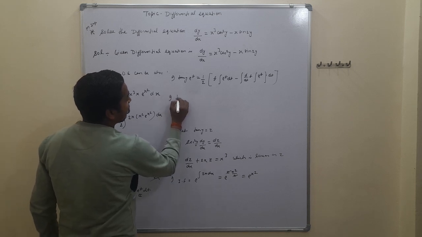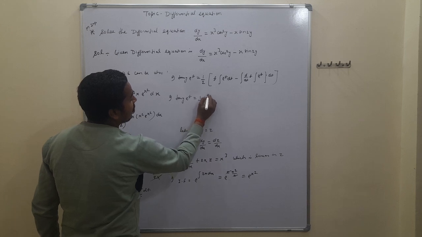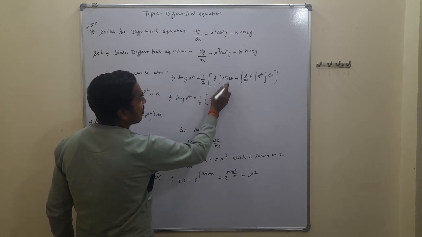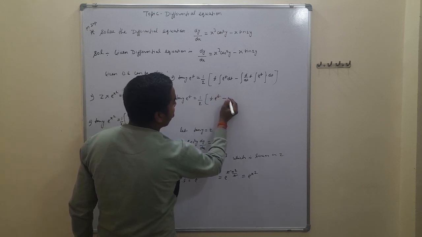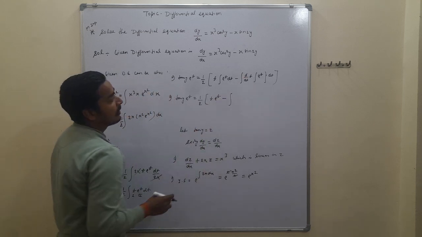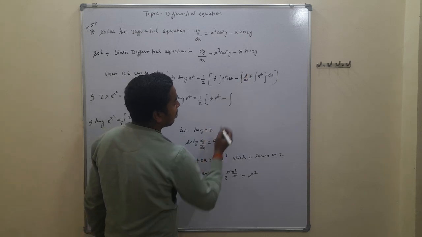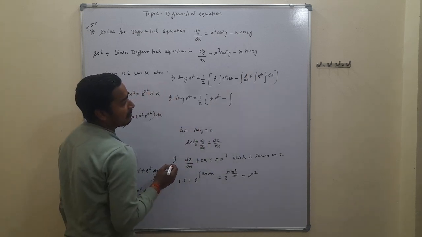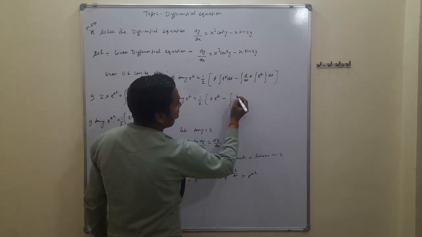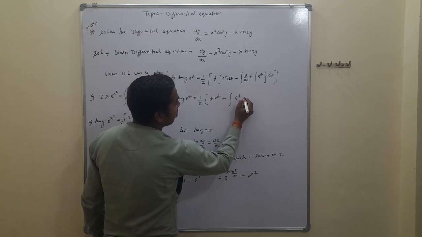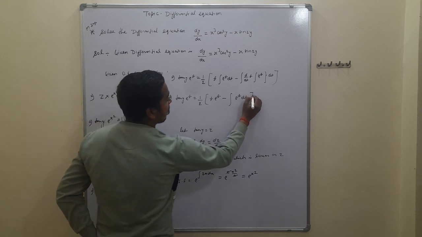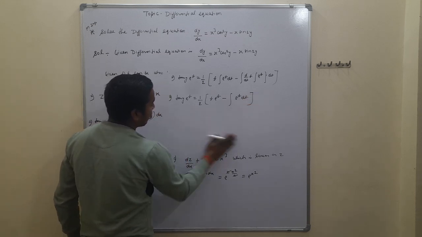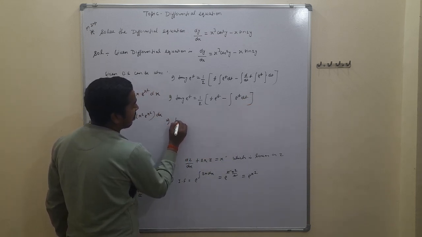Further we have to solve. This is given by 10y into e to the power of t is equal to 1 by 2, and here this is t, integration of e to the power of t dt is e to the power of t, and minus the differentiation of t with respect to t, which gives 1, and the integration of e to the power of t gives e to the power of t dt, and again we have to do integrating.